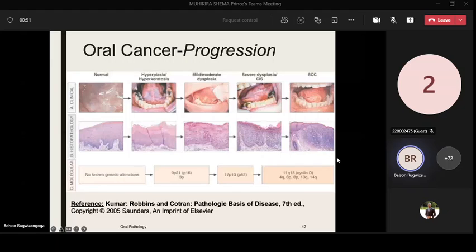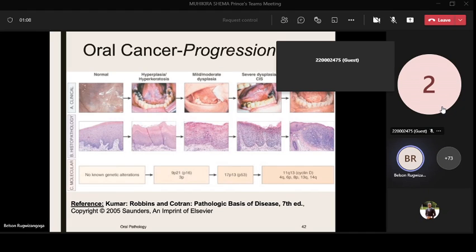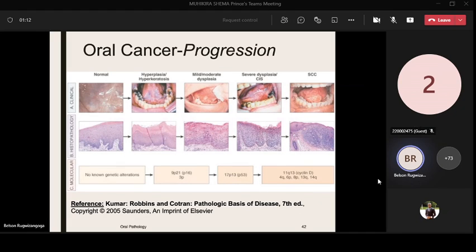Chromosome 9 short arm, region 2-1, where we have a gene called P16. This gene is usually altered in patients who have HPV infection. As the disease progresses, there will be a mutation in chromosome number 17, especially where we have the gene TP53.